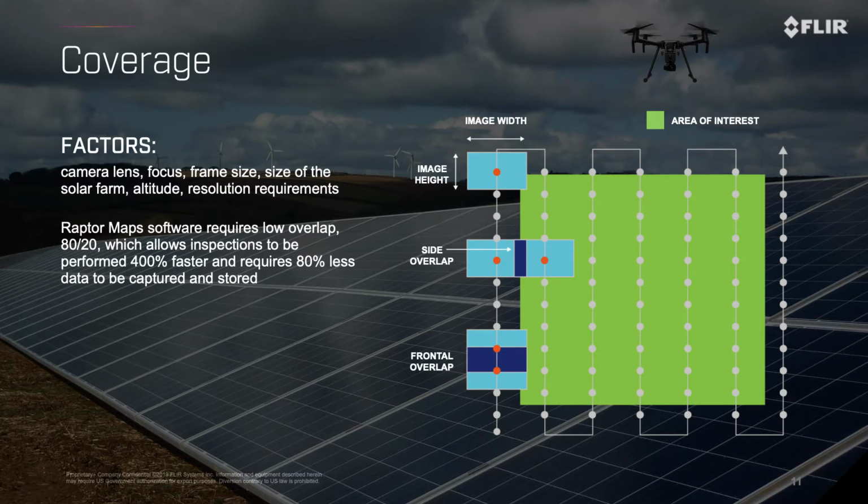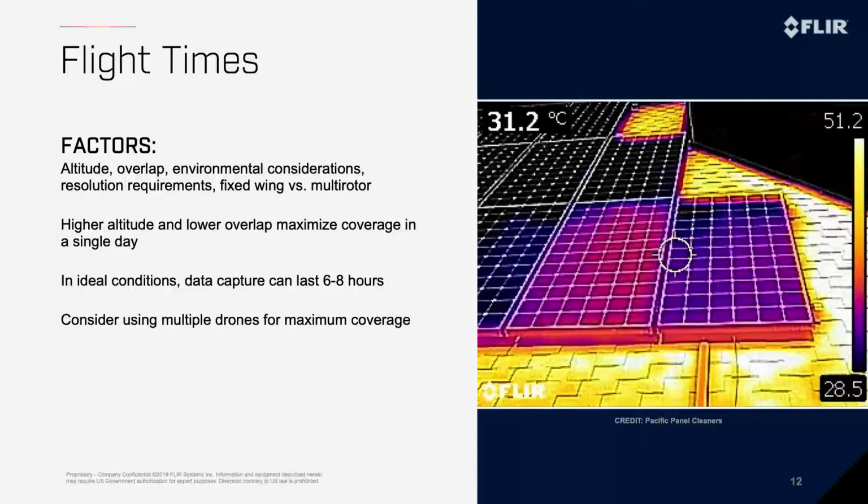But when you put on resolution requirements that are 3 centimeter resolution, you have to drop the altitude down. That slows down how much ground can be covered in a single flight, which means it slows down how much solar farm can be inspected in a single day. And then when we talk about flight times, once again, how fast the drone can fly directly correlates to how high or low the drone is in the air. And also the overlaps, again, are going to really affect the flight times, as well as the wind and environmental conditions.